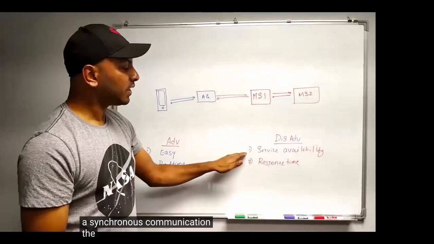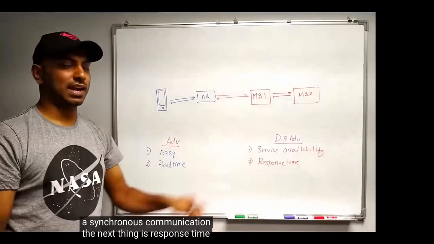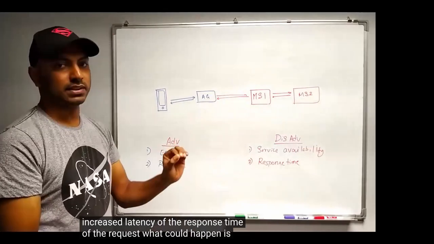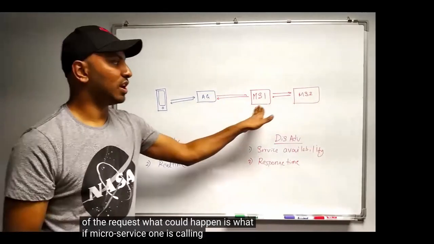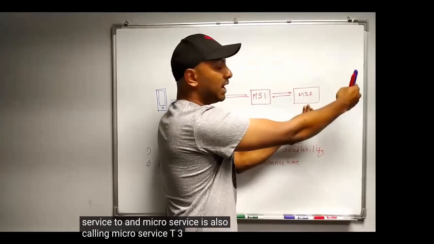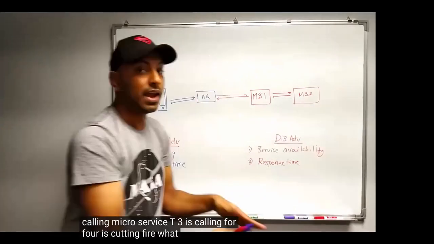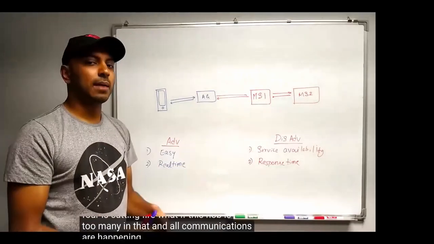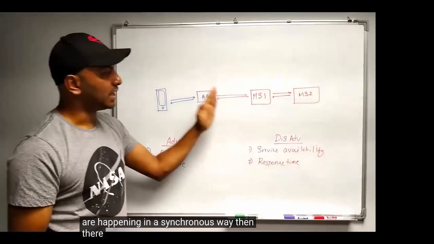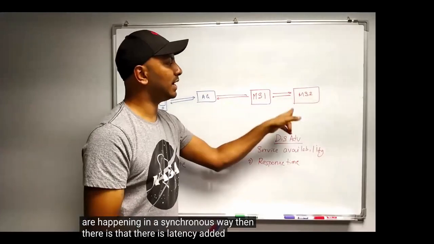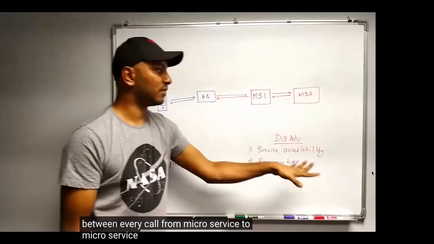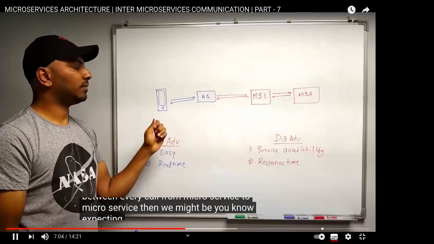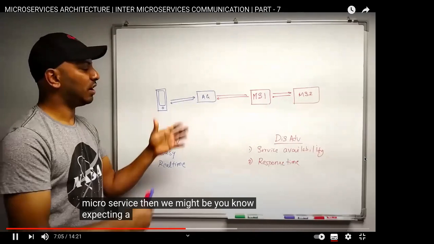The next thing is response time, the increased latency of the request. What could happen is, what if microservice 1 is calling microservice 2, and microservice 2 is also calling microservice 3, 3 is calling 4, 4 is calling 5? What if the hops are too many, and all communications are happening in a synchronous way? Then there is latency added between every call from microservice to microservice. Then we might be expecting a lot of latency or delay in the response to this call. So that's one more problem.